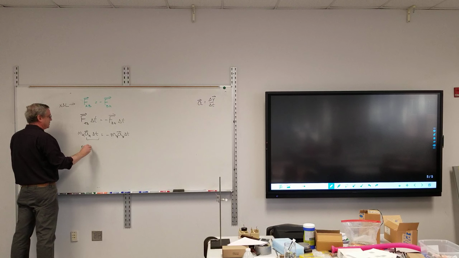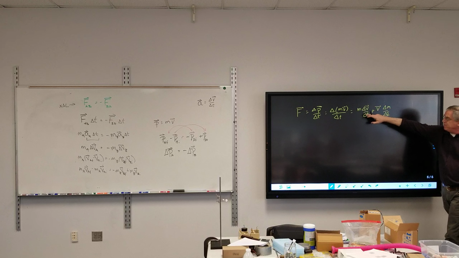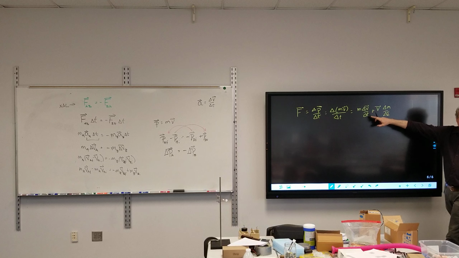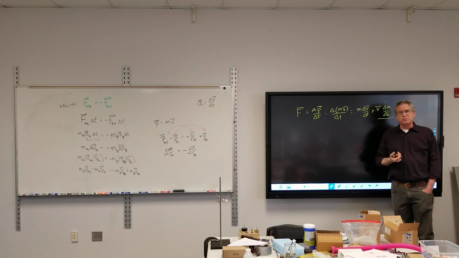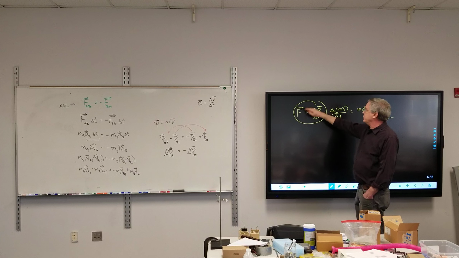If the mass doesn't change, like we've had in pretty much all of our problems, we end up with mass times change in velocity over change in time, which is just acceleration. So we have F equals ma. If the mass does change, well, there's this extra term here which deals with how fast it's going and the rate at which the mass is being burned up or used. It turns out F equals ma is a specialized case. This is the more generalized case.